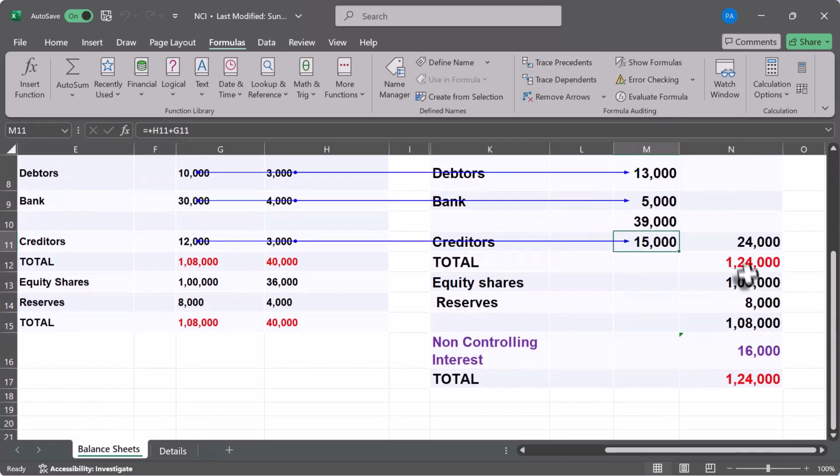Then, when I total everything, it will become 1,24,000. Now, if I add all the assets of both the companies, everything including goodwill, it will be. Now, equity shares. Equity shares.